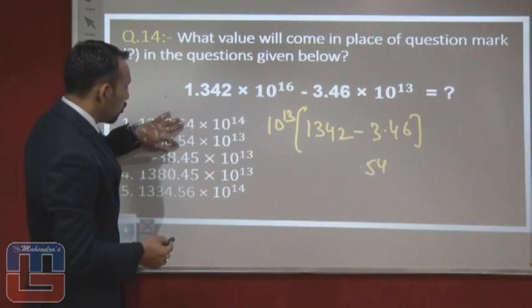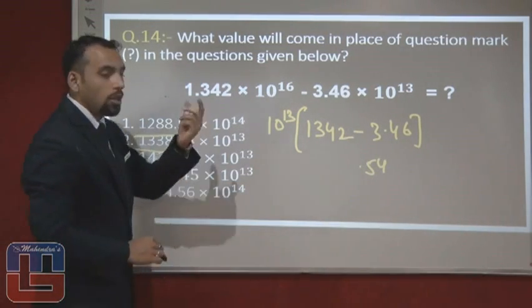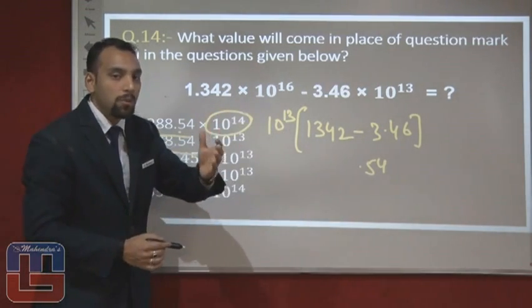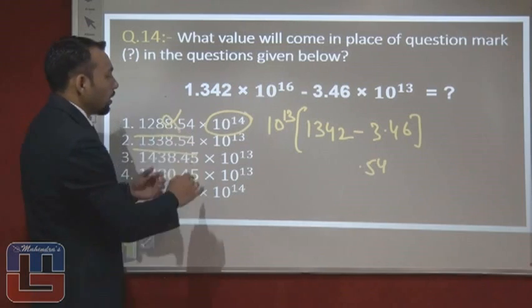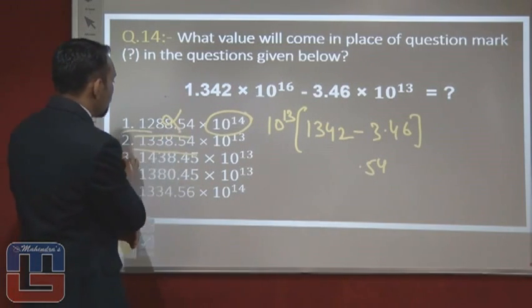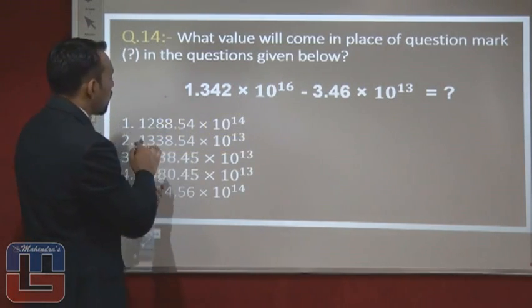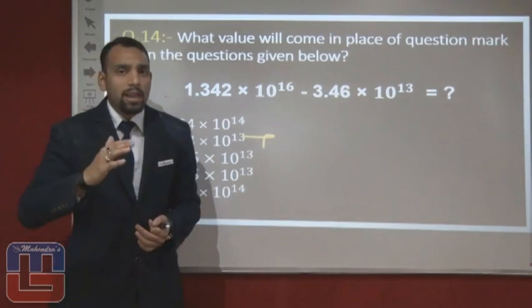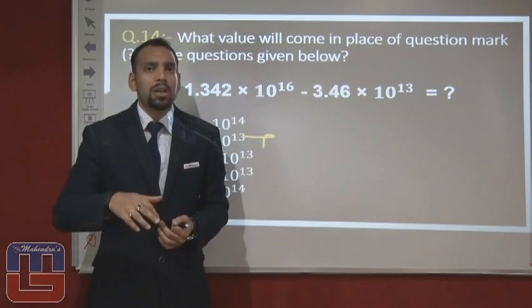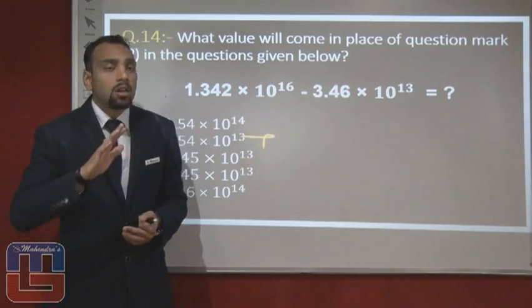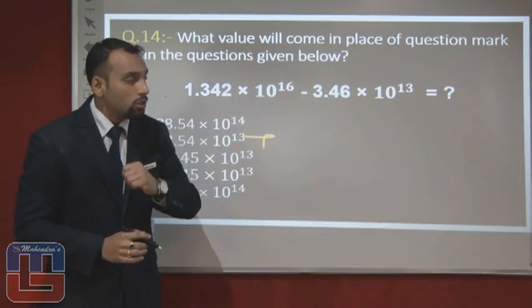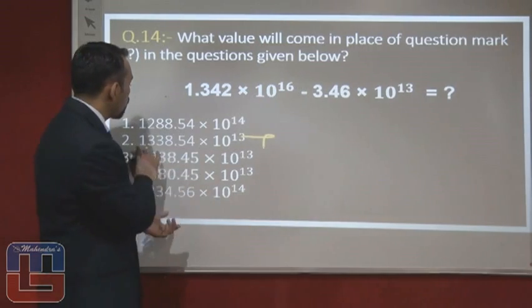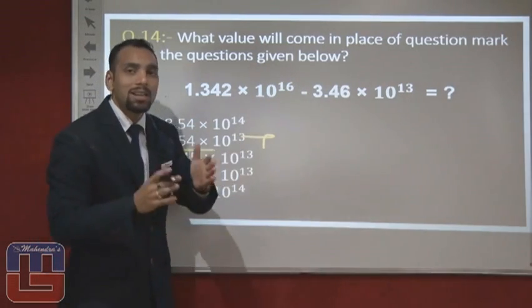Now see, only two options have it. But if you see this option, it has 10 to the power 14, but here it is 10 to the power 13. That means it cannot be the answer. So the answer will be the second option, which is 1338.54 times 10 to the power 13. So in our examinations, we have to use the options as well as our smartness. Now how will you solve? If you solve the question up to the end, it will take time. Directly you can see which option is giving the same sense.